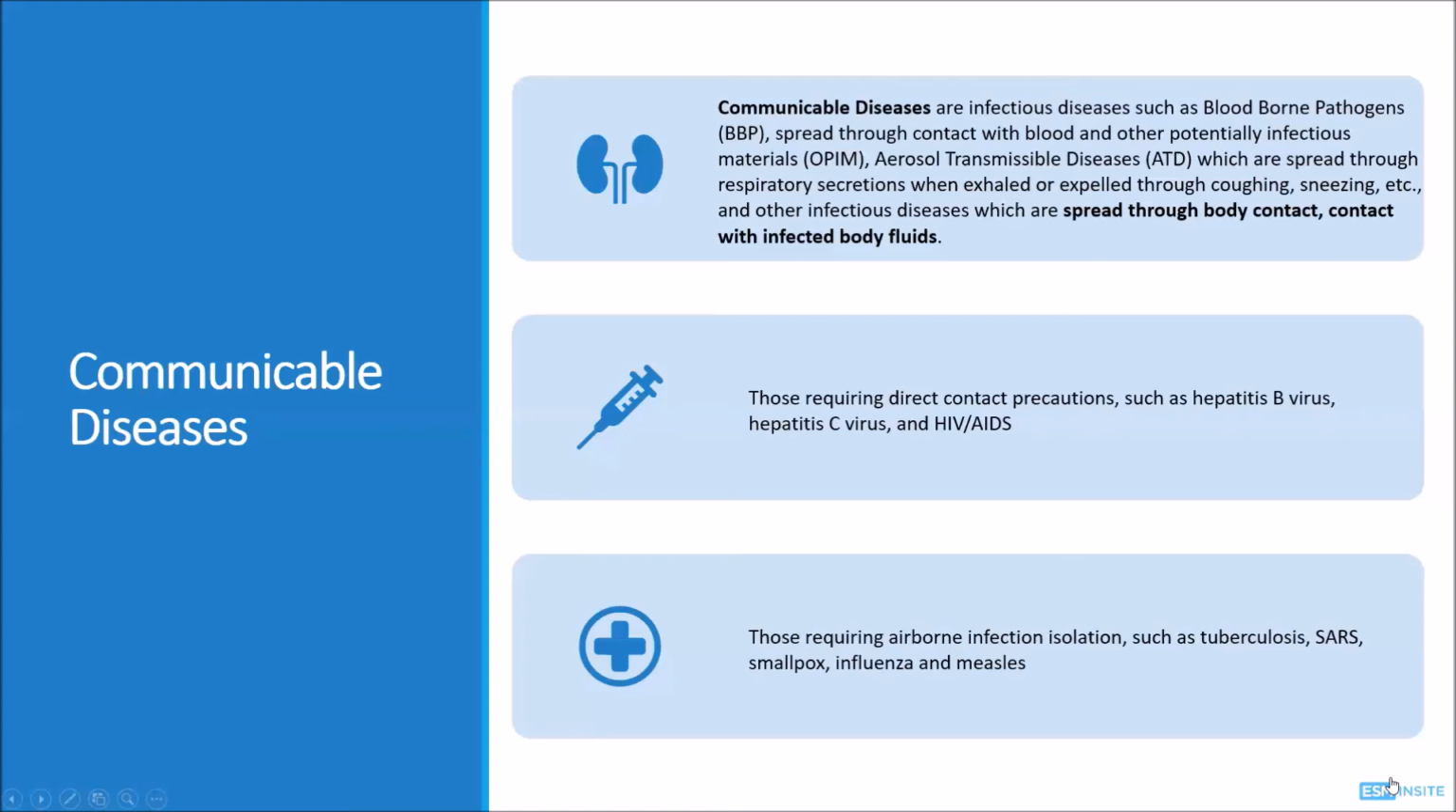And there are additional infectious diseases which can be spread through body contact, contact with body fluids, and so forth, as you can see here. Some of the potential exposures for bloodborne pathogens could be exposures such as hepatitis B, hepatitis C, and potentially HIV or AIDS. And those related to ATDs are infections that could be contracted through tuberculosis, SARS, smallpox, influenza, such as we're seeing with the coronavirus, as well as measles.